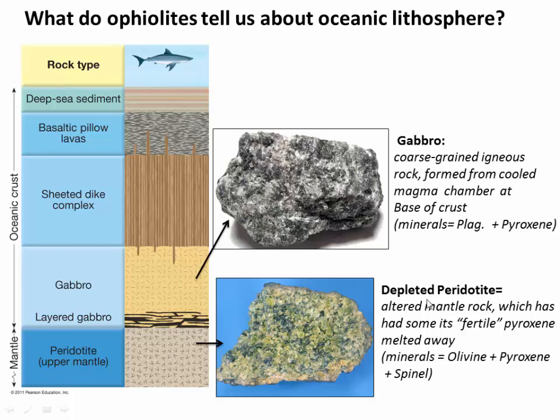And a true petrologist would call this depleted peridotite because it was melting of this peridotite that fed the gabbro magma chamber, okay? And so it has a certain chemical composition that is depleted.